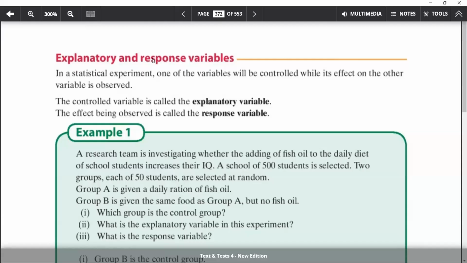Okay, and as I've said before, this chapter is all about learning new words, new terminology. An explanatory variable in our aspirin blood pressure case is, well, we've given them aspirin, that's what we control. And the response variable is what you measure afterwards, the blood pressure. Does it change or does it not change, for example? So explanatory and response variables there.